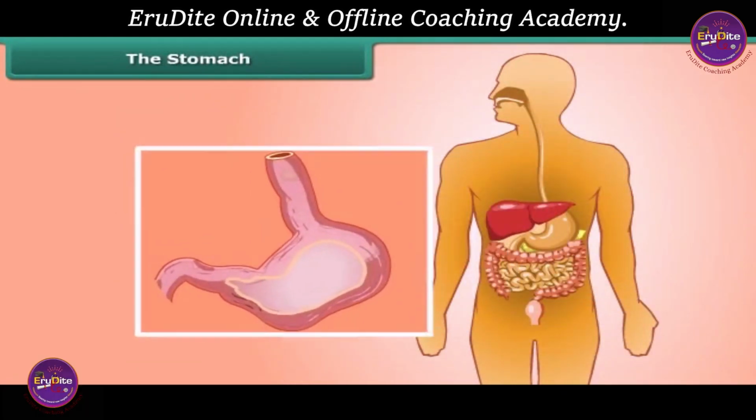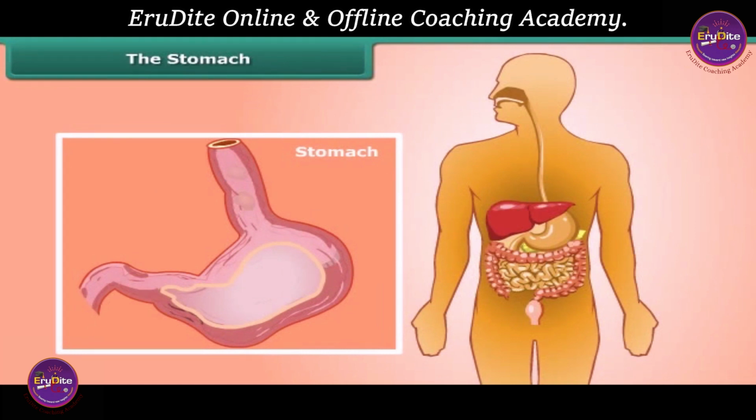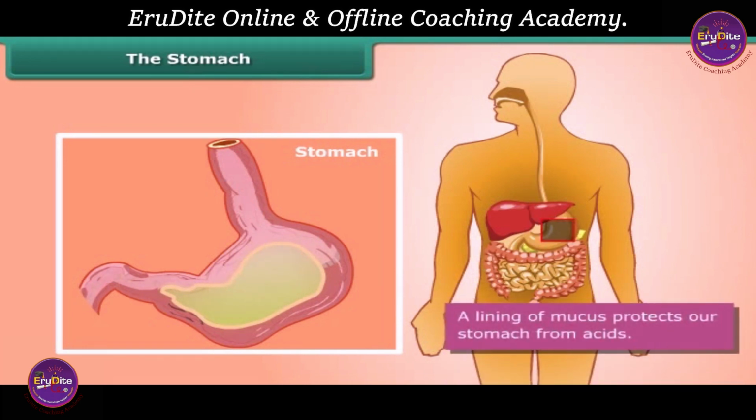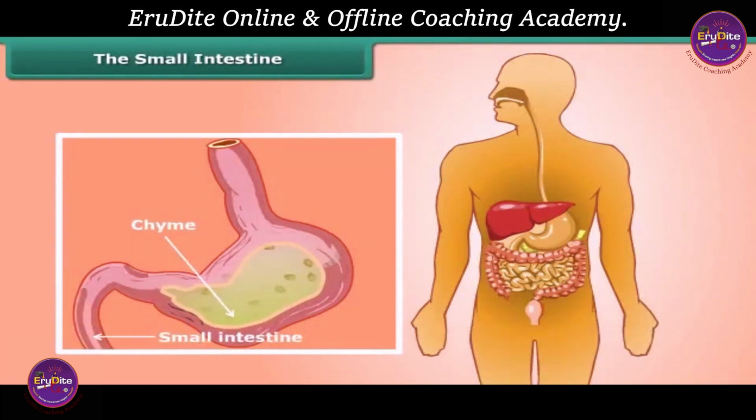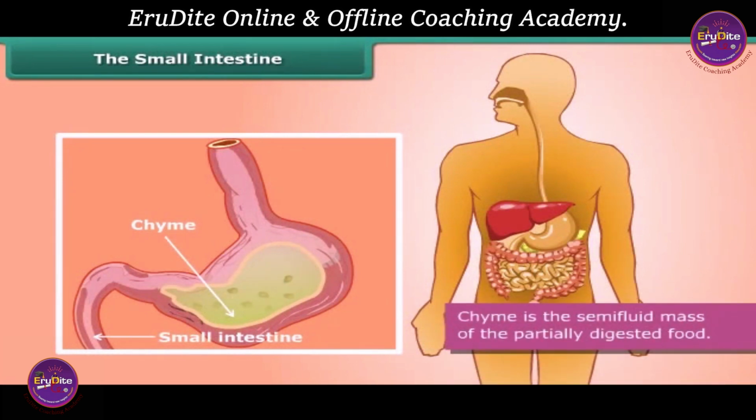The stomach is the widest part of the alimentary canal. It is a thick walled bag with a flattened U shape. Inside the stomach, food is churned and mixed with digestive juices, including hydrochloric acid. These chemicals break down the proteins into simpler substances. A lining of mucus protects our stomach from acids. After about 4 hours in the stomach, food changes to chyme and moves into the small intestine.